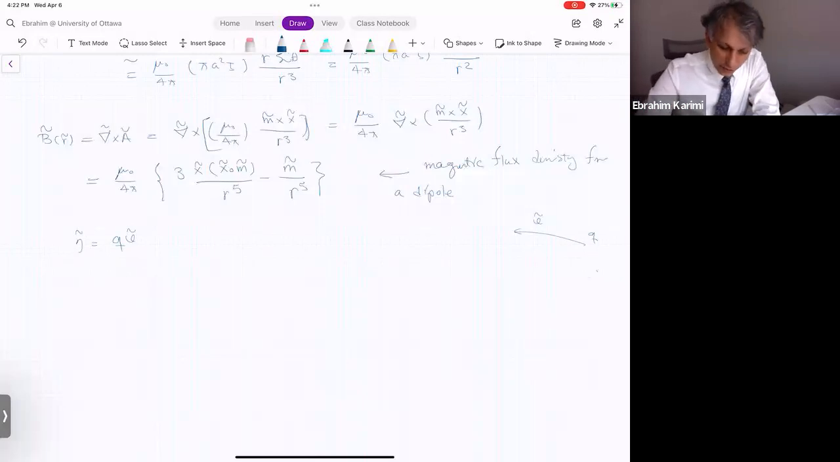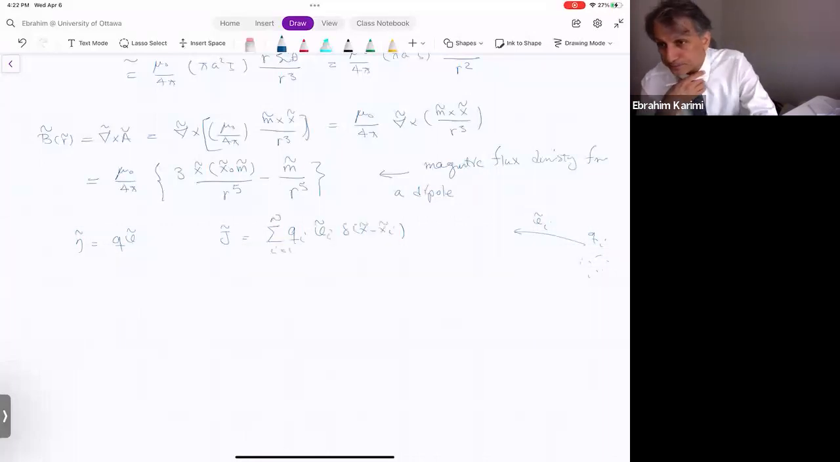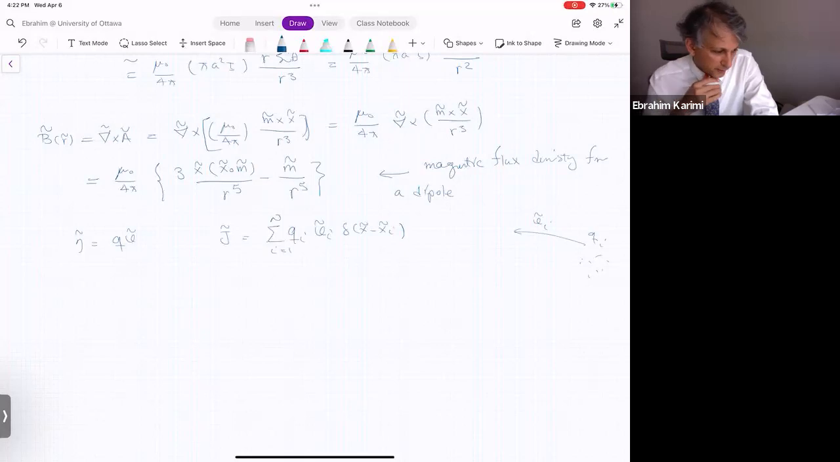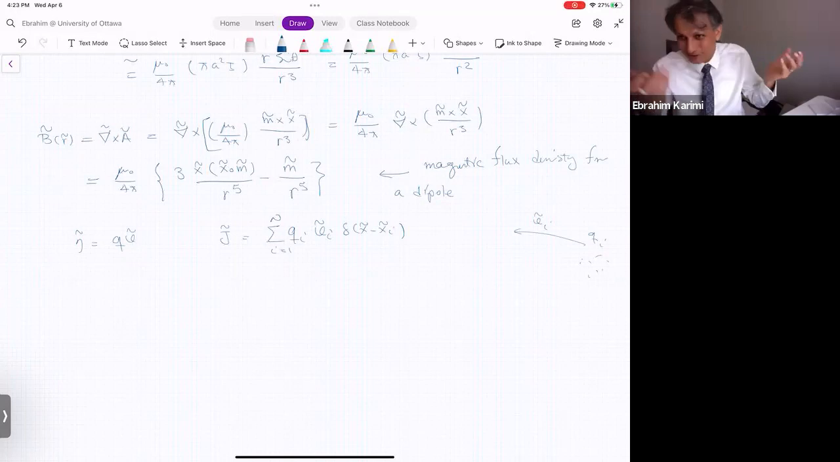If you have a set of charges moving in space with velocities v_i at positions x_i, then at the end of the day the current density will be given by the summation of all of those movements of the charges, which is q_i times v_i times the delta function of x minus x_i. Agreed? Okay, perfect. That is essentially how we expect the current to be created in space by moving charges, as Nazari mentioned.